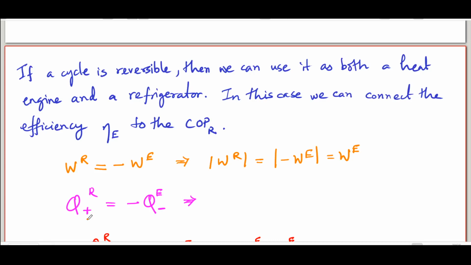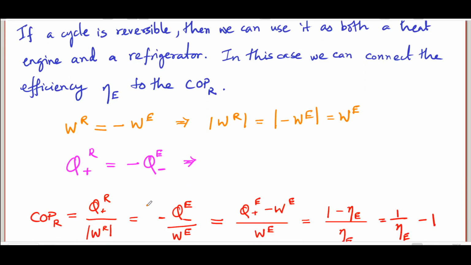The heats that were rejected by the engine are now actually being taken in by the refrigerator version. So Q plus R is not the negative of Q plus E. The important thing to remember here is Q plus R is actually the negative of Q minus E. What was heat rejected by the engine, with a change of sign, has become heat accepted or flowing into the refrigerator.